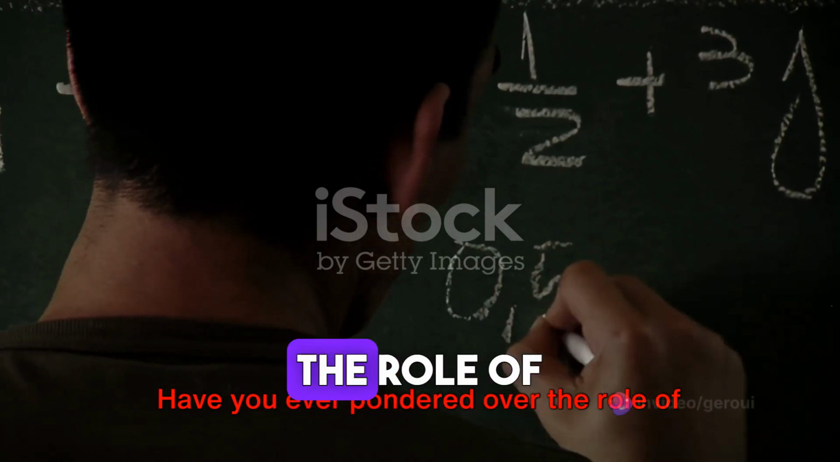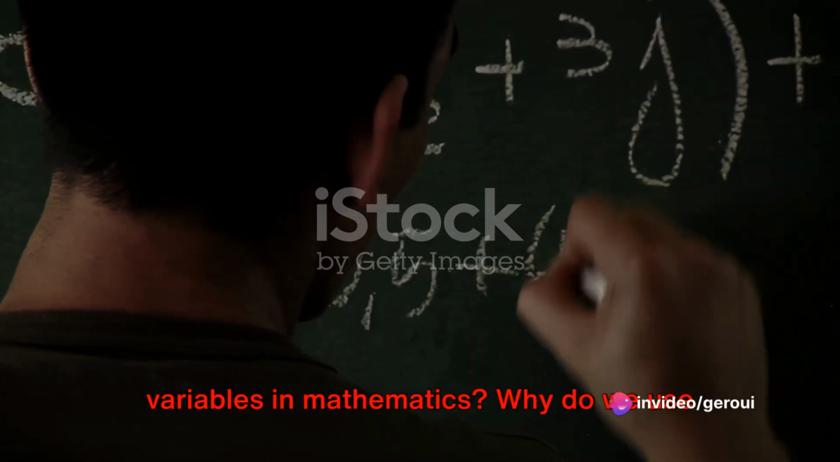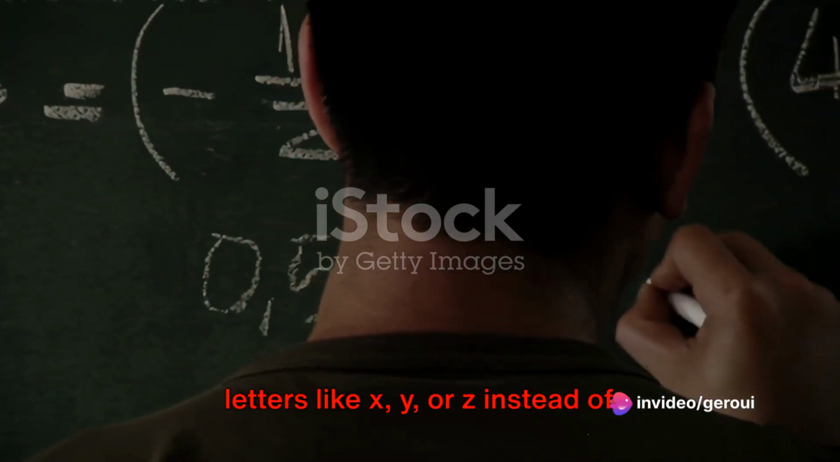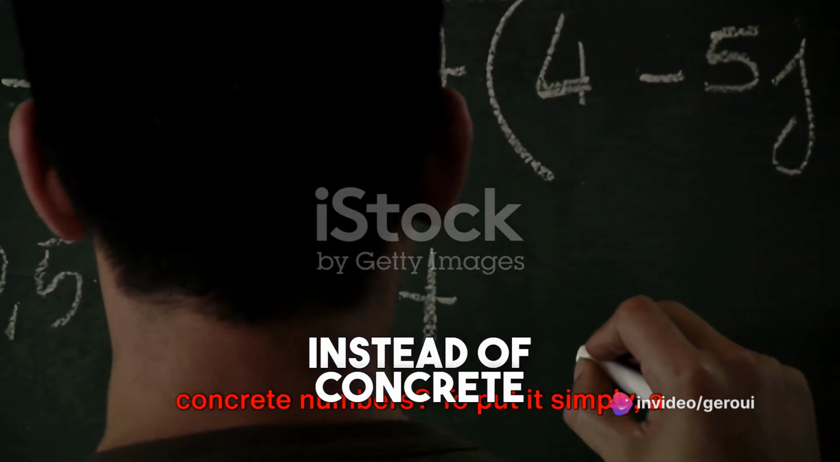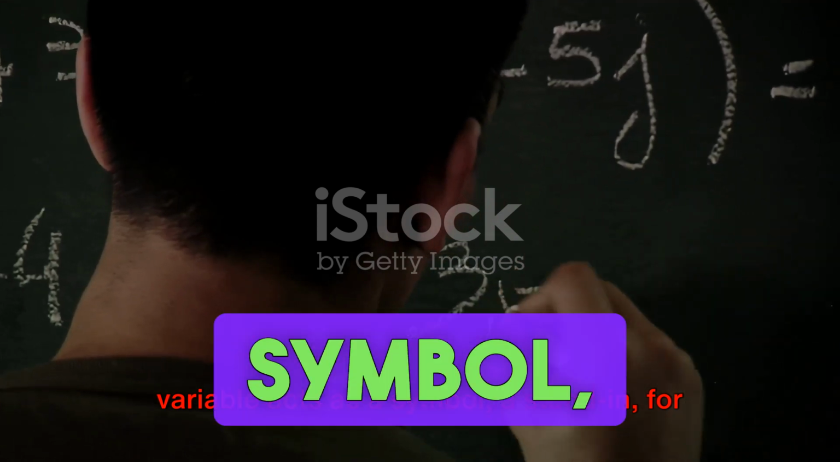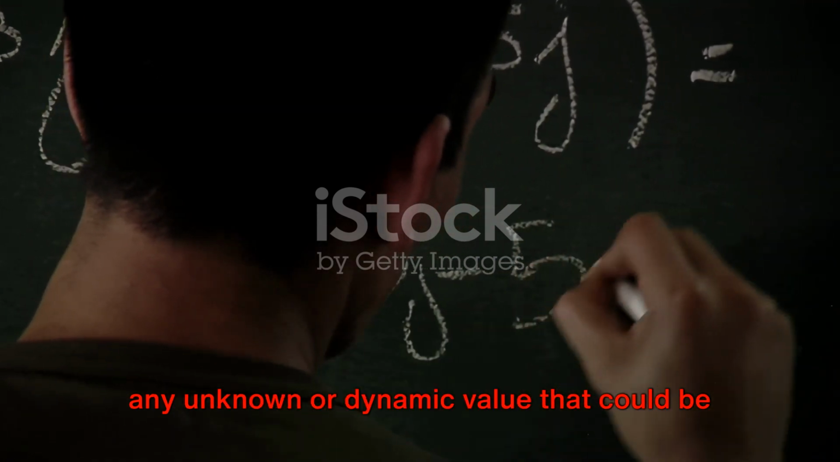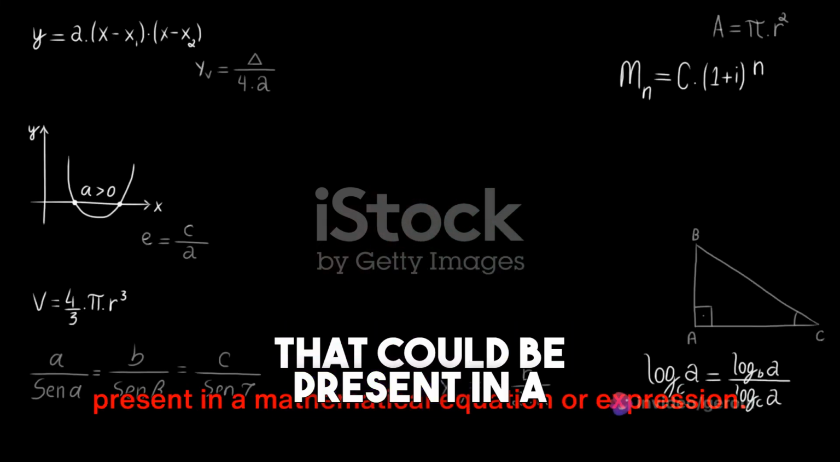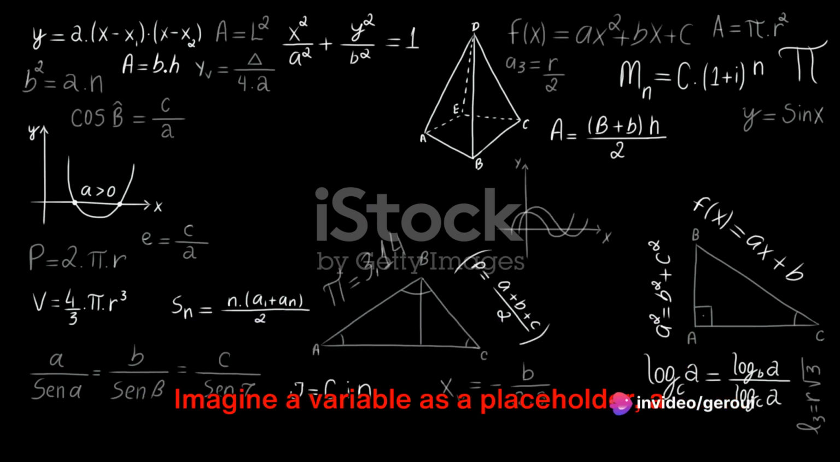Have you ever pondered over the role of variables in mathematics? Why do we use letters like x, y, or z instead of concrete numbers? To put it simply, a variable acts as a symbol, a stand-in, for any unknown or dynamic value that could be present in a mathematical equation or expression.